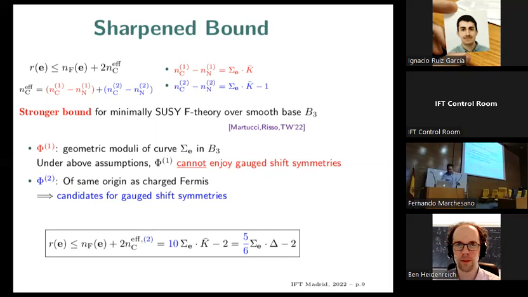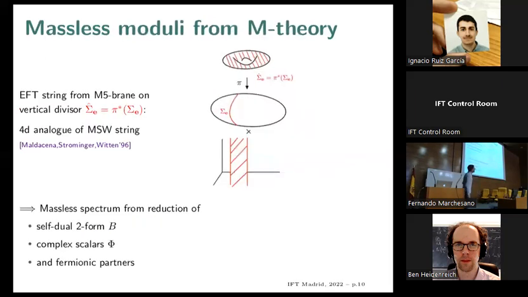So, depending on how much time I have, let me quickly give an argument why we believe that in this particular example, in fact, only a smaller number of chiral multiplets actually contributes to the bound, which sharpens the bound. Why is this? Just very briefly, the argument comes by looking at the dual M theory realization. So we really need to know now what these strings are.